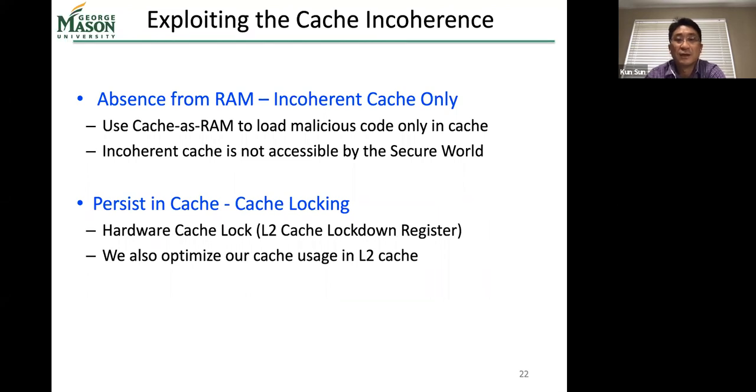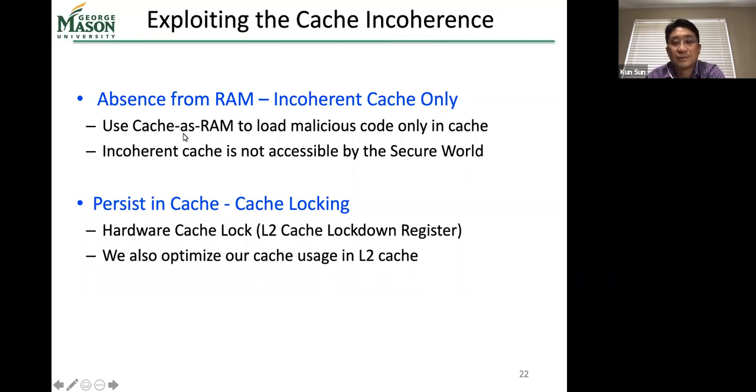So here, now we achieve these two goals. One is the absence from the RAM: we don't have the malicious code in the RAM. Another thing is how do you load this malicious code into the cache without leaving any traces in the memory, right? So we use a technique called cache as RAM.